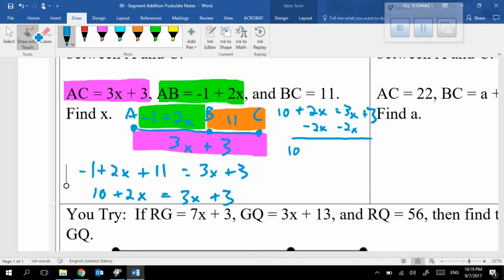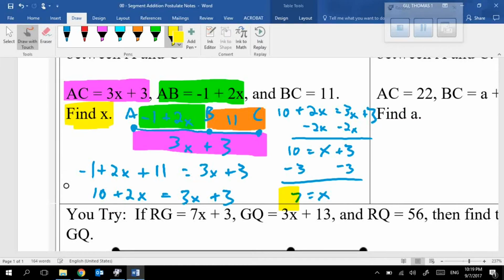So now we have 10 equals, what's 3x minus 2x? If you said x, then you'd be right. X plus 3. Now we're going to subtract 3 from both sides to get x by itself. And we have 7 equals x. And what was the question asking for? The question was asking find x. And now we have found x. 7 equals x. And there it is, guys. That is a more advanced geometry question.